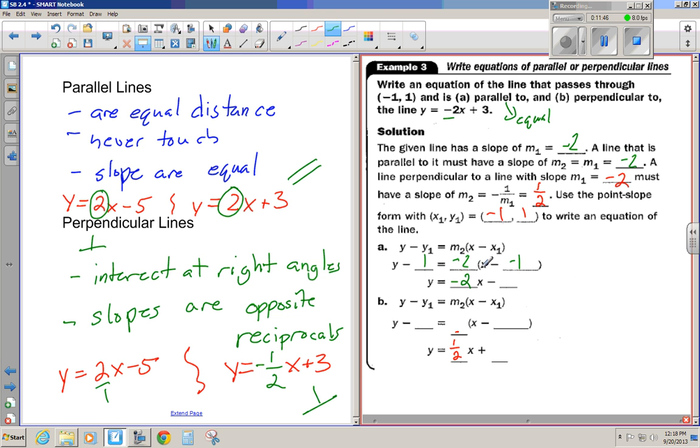Previously, once you have this, I'm not sure how they got to this step right there. What you're going to want to do first is distribute the x. And minus a minus is a plus, so this becomes y minus 1 equals negative 2x minus 2. And then you add 1 on both sides, and you get the equation y equals negative 2x minus 1.